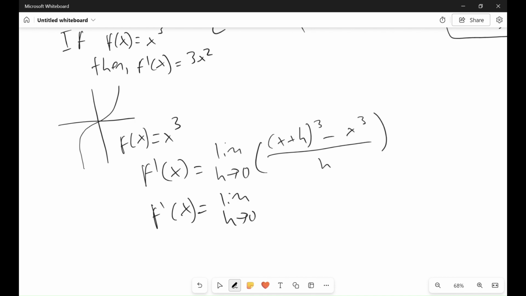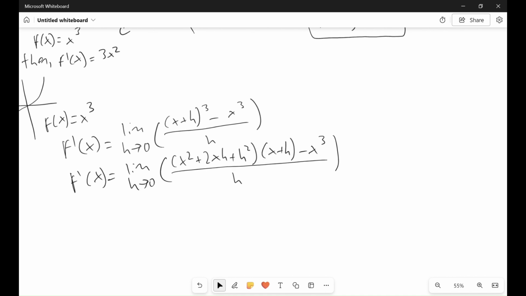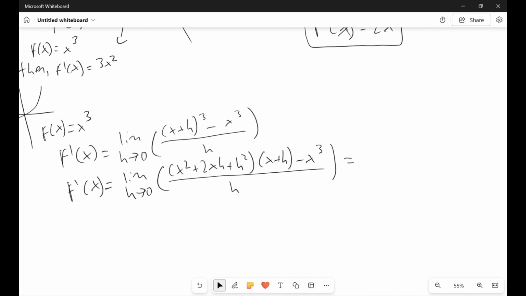Keep that limit in front because we haven't done the operation of taking a limit yet. X plus h cubed. Let's see. So we know what x plus h squared is. That's x squared plus 2xh plus h squared times x plus h, because we still have a factor, minus x cubed all over h. Could be working. Let's keep going this way. This is equal to, keep the limit in front because we haven't taken a limit yet.